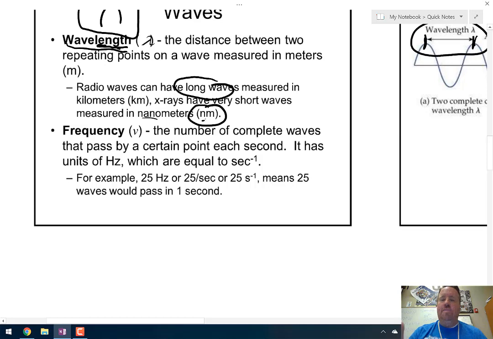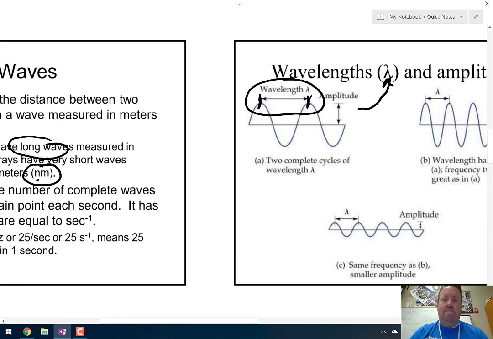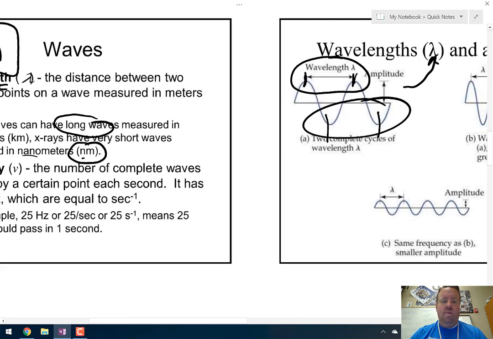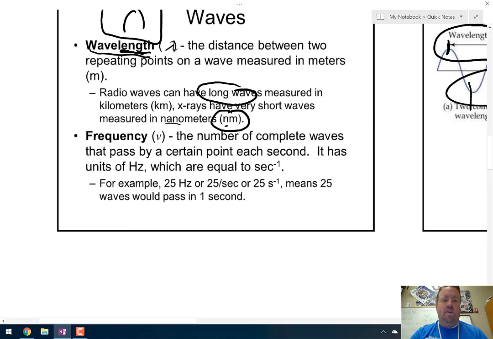Now, wavelength, pretty simple to understand. You look at the wave, you go, oh, okay, the distance from here to here, that's one wavelength. All right, good. Then we come over to frequency, which looks like a V. Now, this one's a little bit more challenging to understand, but it is the number of complete waves that pass by a certain point each second.